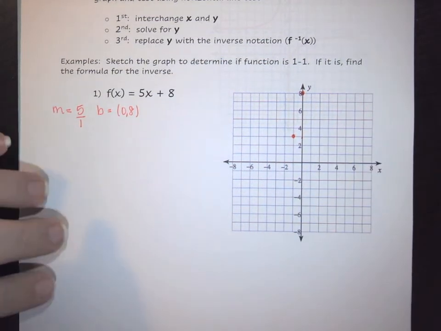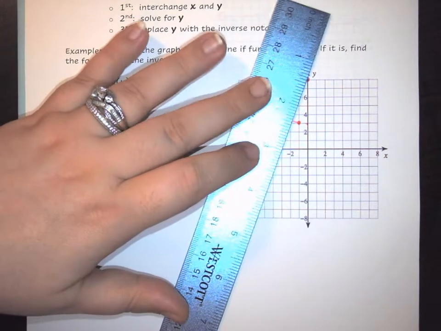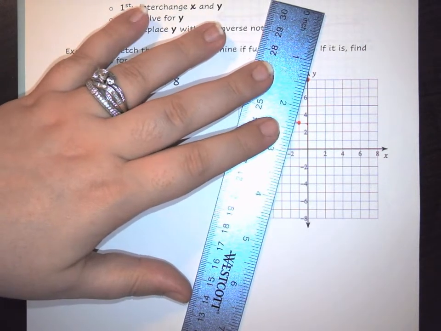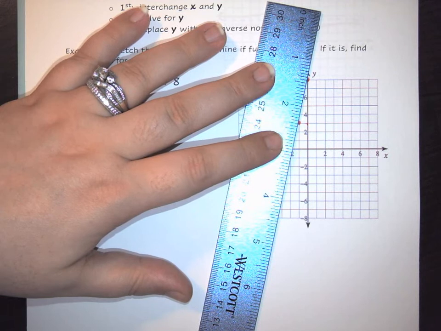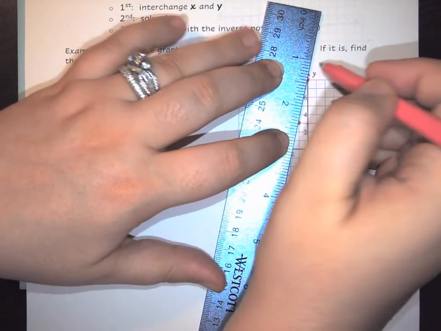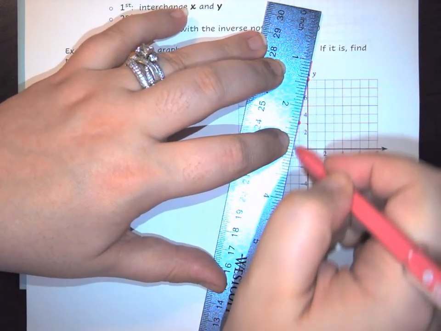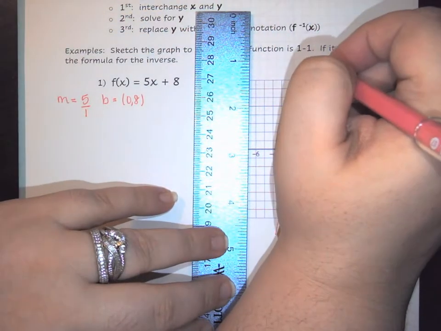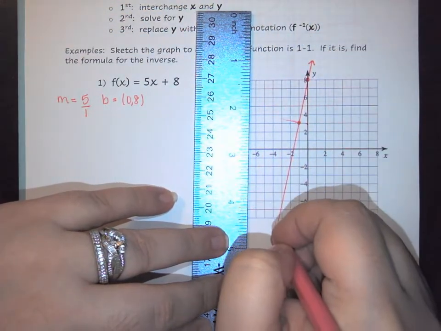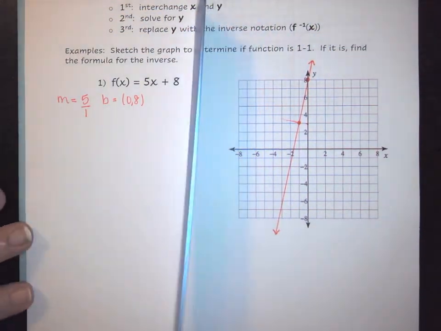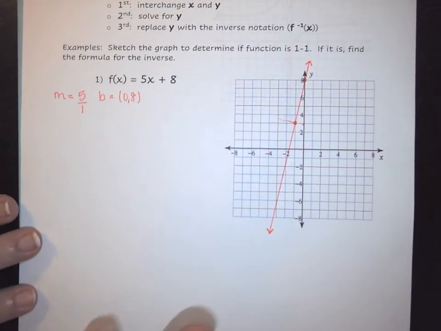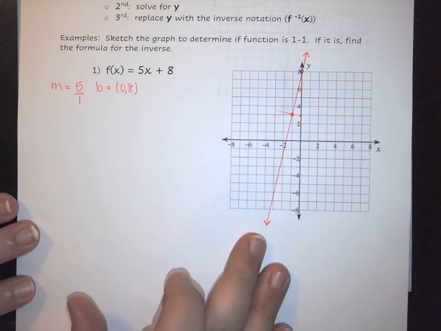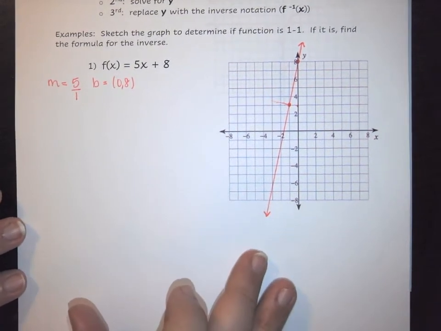And then to help make life easy on myself, I'm going to use a straight edge. Obviously, you wouldn't necessarily have to, but it is something you could do if you want, or you could also plot more points than just 2. However, keep in mind you are only required in most cases to use 2 points to graph a linear line. Okay. So now that we have our line graphed, we can go ahead and determine if it's one-to-one.